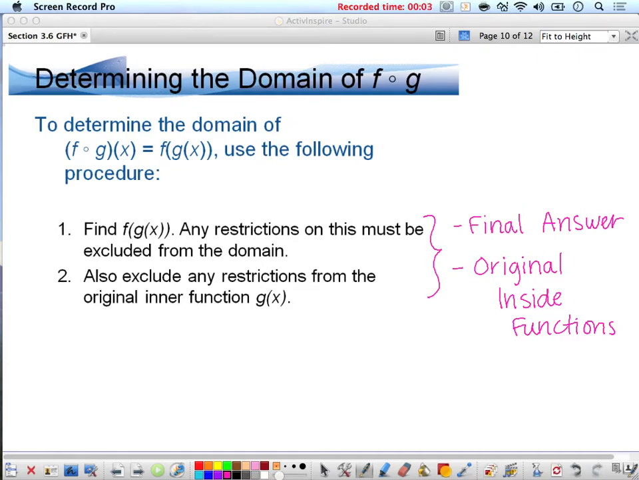So at the end of class last time, we ran out of time and we were just starting to talk about how to find the domain of a composition function or a composite function. So let's just recap that really fast.